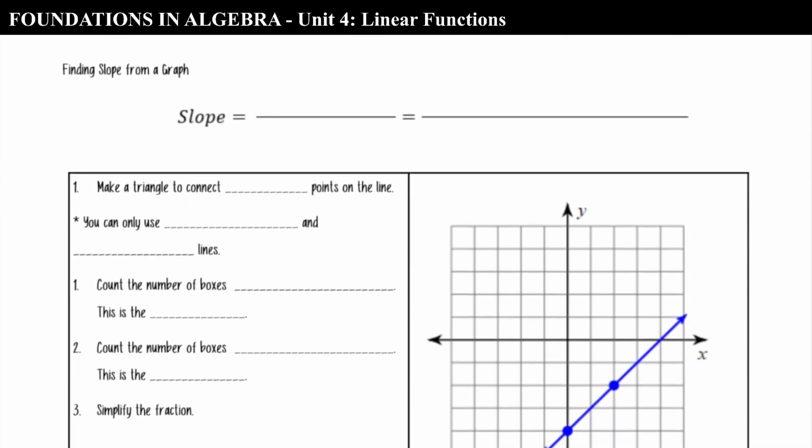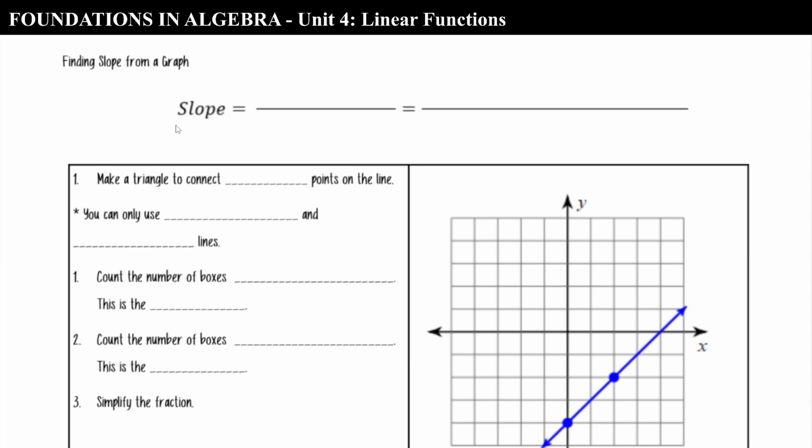So to find the slope from a graph, our slope is rise over run. Our rise is our vertical change or our change in y. Our run is our horizontal change or our change in x.